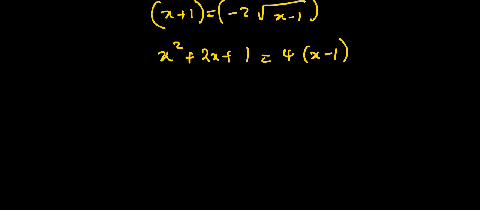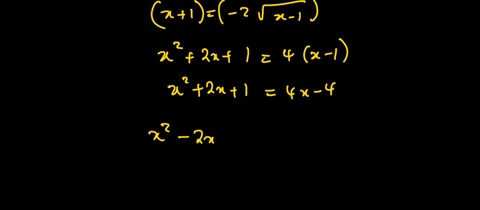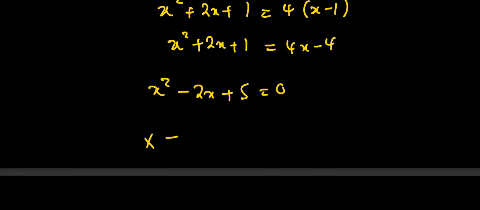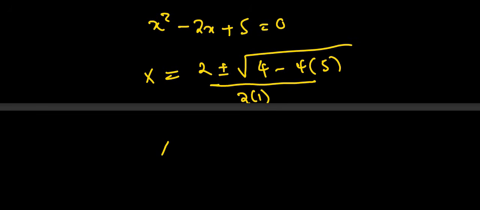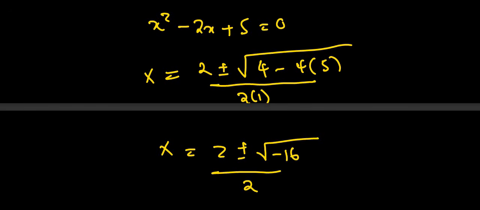This now turns into a quadratic, something that you are comfortable with. This will be 4x minus 4. We take these on the left: x squared minus 2x plus 5 equals 0. So we try to solve this. I'll go straight ahead to use the quadratic formula to avoid wasting time. This is 2 plus or minus the square root of 4 minus 20. That's negative 16, and this is over 2.